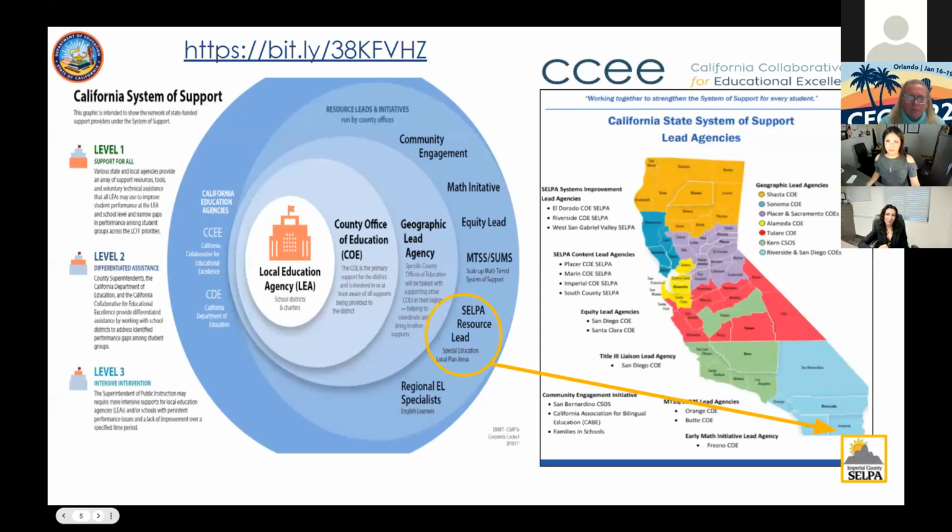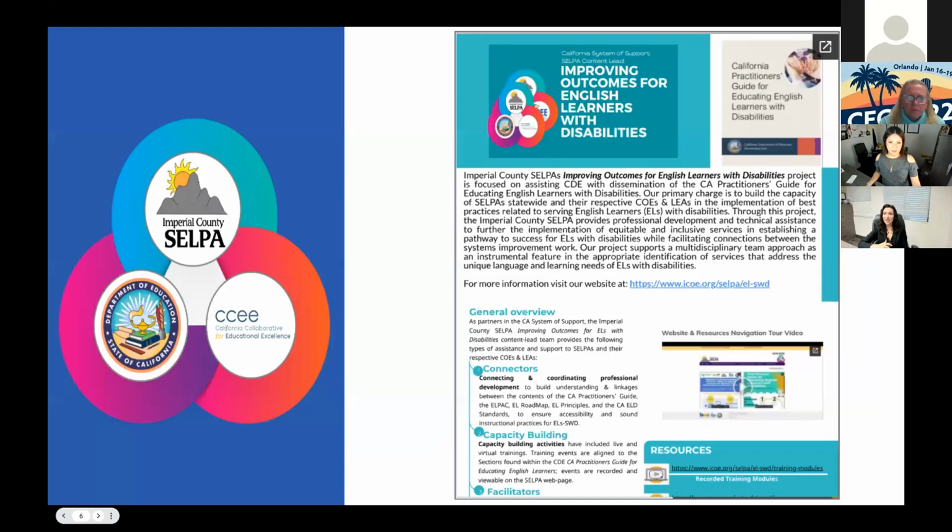Again, in this particular topic that we know has continued to be an area of concern, we see it as a positive that the work of English learners and English learners with disabilities has been highlighted, and that experts in the field have come together regarding the California Practitioner's Guide. In our work, we work as connectors, providing capacity and professional development as we are today, and facilitating and supporting in that work.